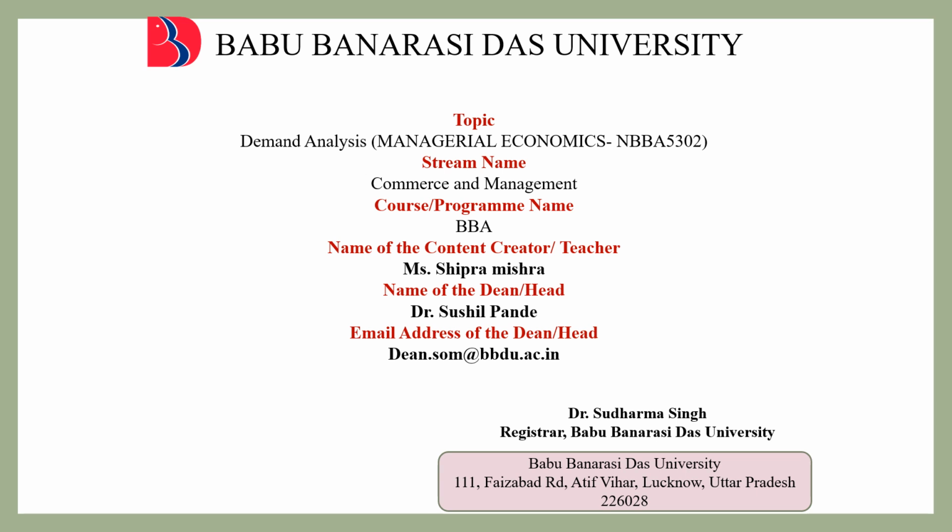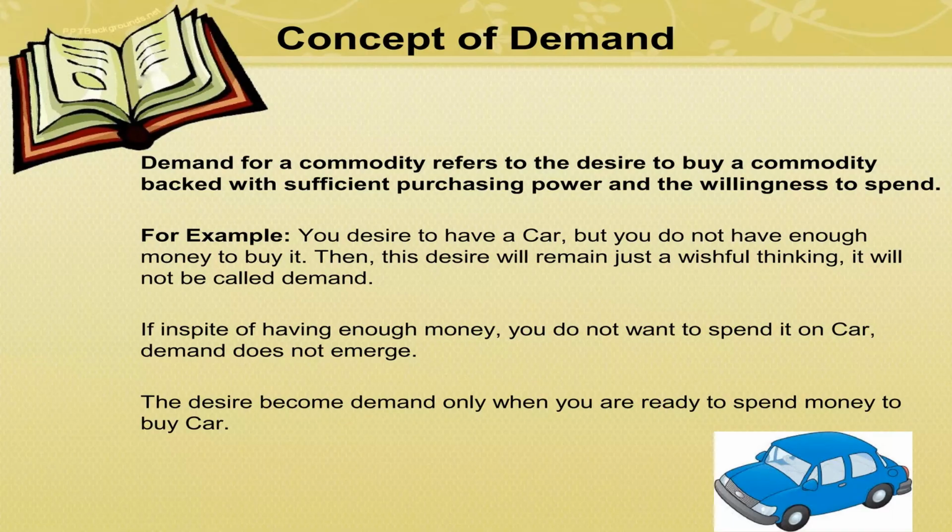So what is demand, or how will you explain demand? Demand implies three things. First, desire. Second, means to purchase. And last, willingness to use these means for the purchase. So we can say that demand for a commodity refers to the desire to buy a commodity backed with sufficient purchasing power and willingness to spend.